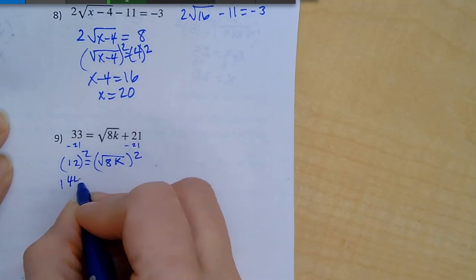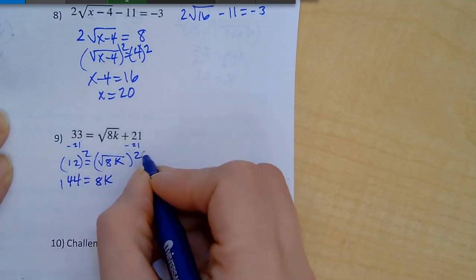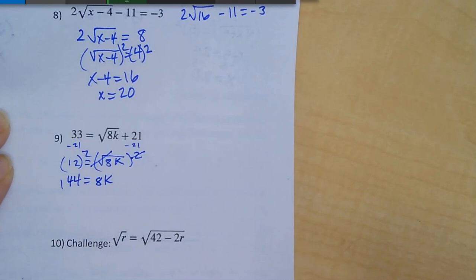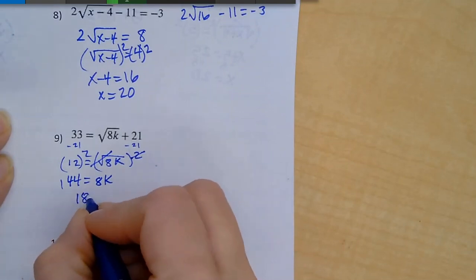So I get 144 equals 8k. That squared undoes the square root. That's what we're doing. If I divide each side by 8, I'm going to get 18. So I have 18 equals k.